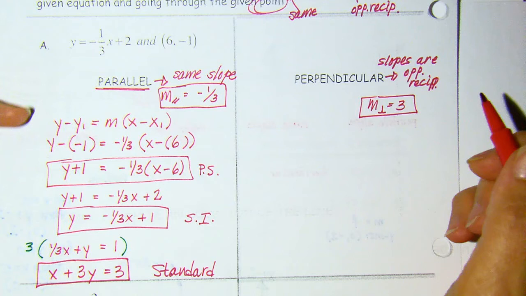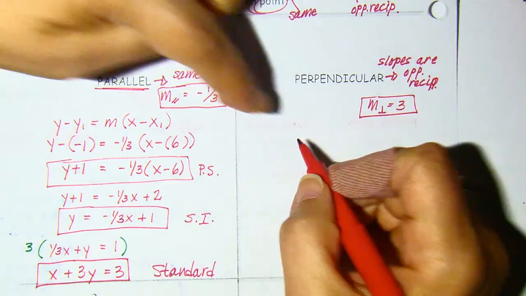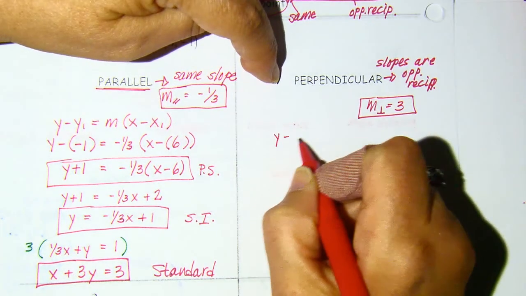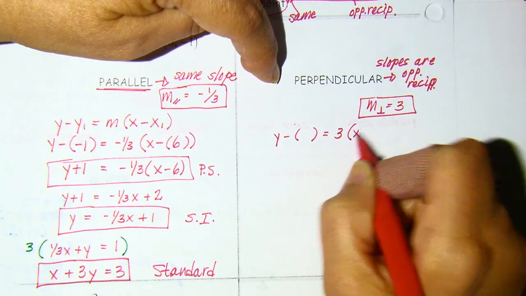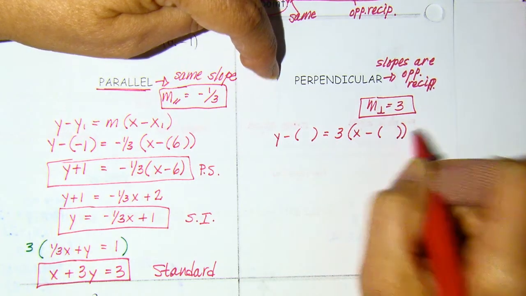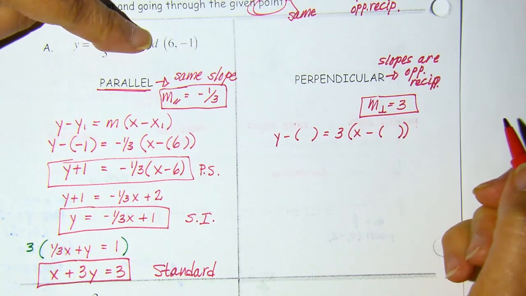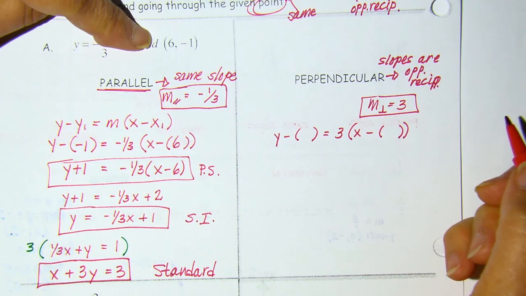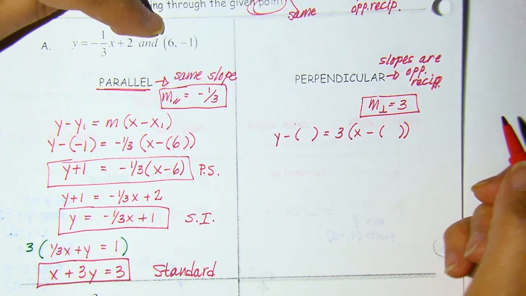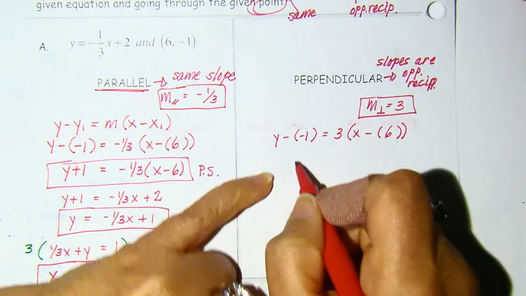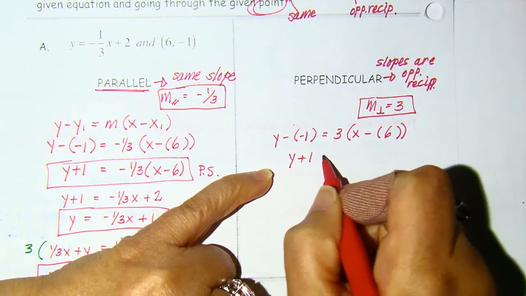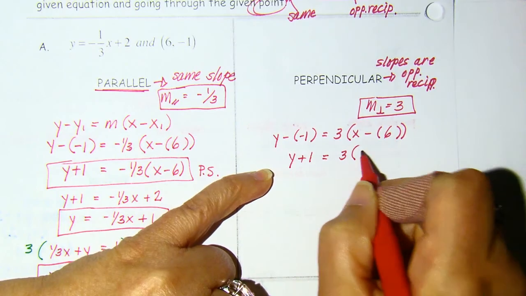I'm going to do the same exact thing I did over here. Y subtract y from the point equals m, the slope 3 this time, x subtract x from the point. I'm still using this point. These equations that I'm writing are equations of the same line that are perpendicular to this line now. So I'm still putting negative 1 here. I'm still putting a 6 here. Y plus 1 equals 3 times the quantity x minus 6.